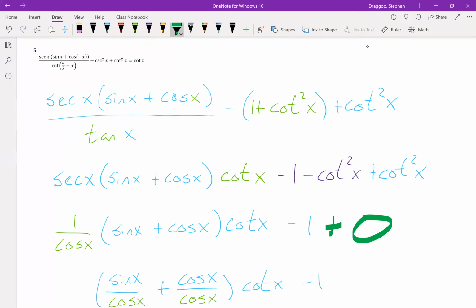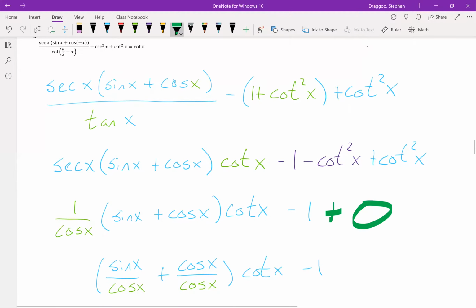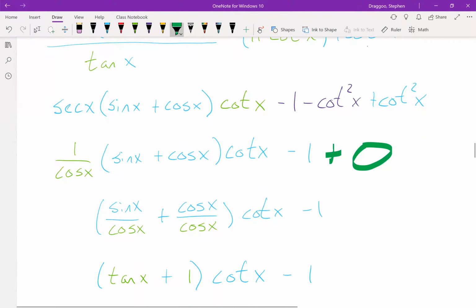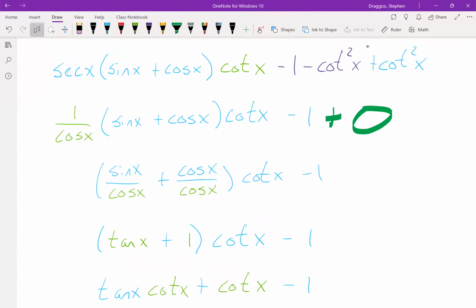And we're going to change a few things over to sines and cosines. I'm going to start with just secant x and have it become 1 over cosine x. Then, into the next step, I'm distributing that 1 over cosine, which is still showing up in green. So I get sine over cosine plus cosine over cosine times that whole quantity times cotangent, and then -1.